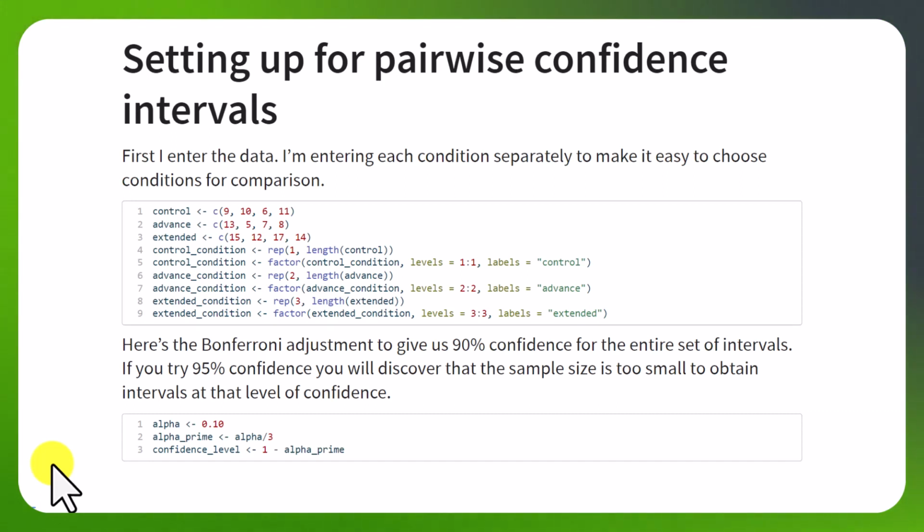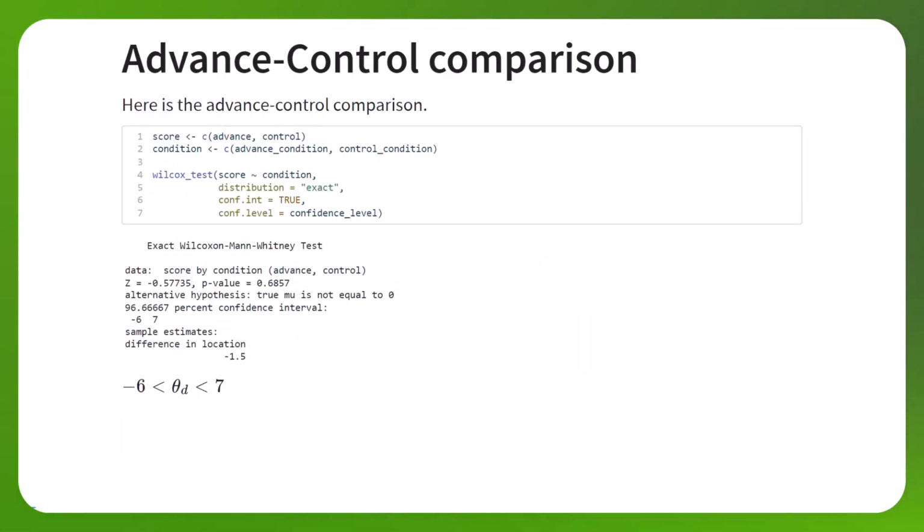With this many participants, I don't believe I can be 95% confident and obtain much information, so I'm going to use a family-wise type 1 error rate of 0.10, so I'll be 90% confident in the complete set of intervals. My alpha prime, therefore, is 0.10 divided by 3, and my confidence level is going to be 1 minus alpha prime, but that's only for each individual comparison. My overall family-wise confidence level, which is what I'm going to report, is going to be 90% for the entire set of intervals. Here's the advanced control comparison.